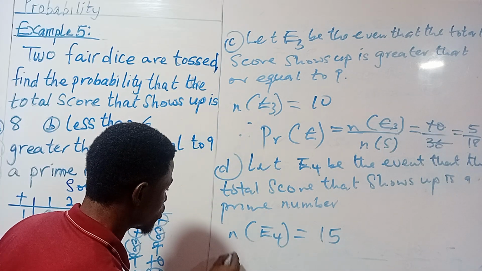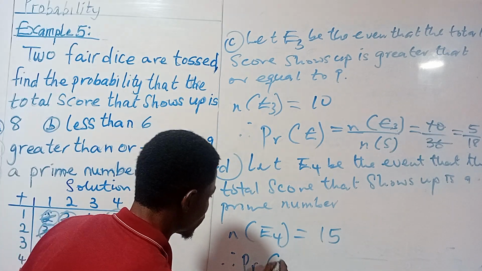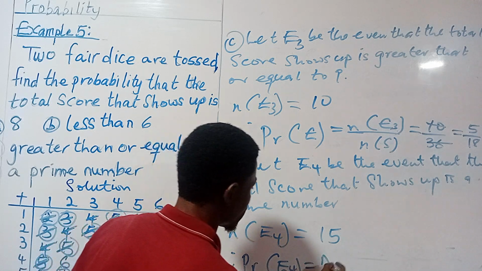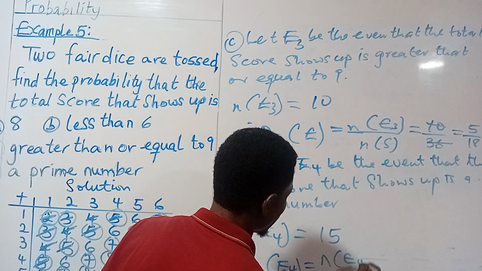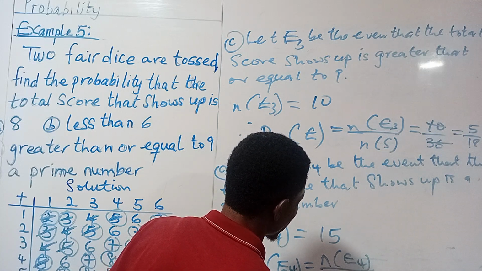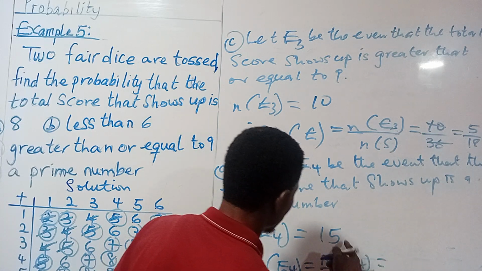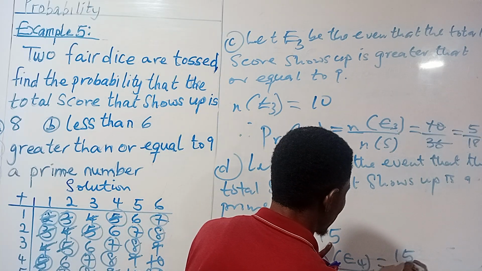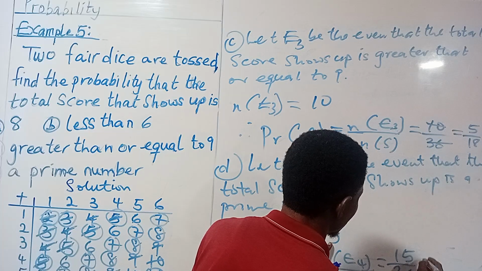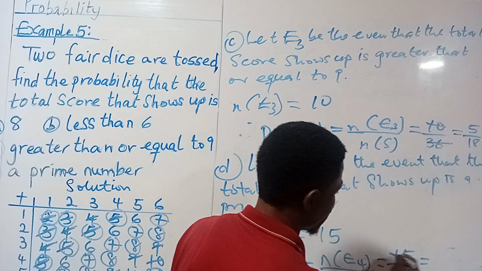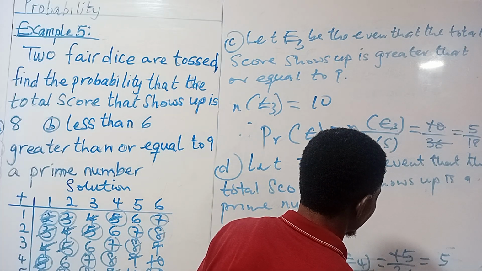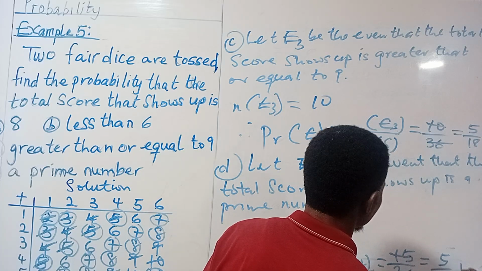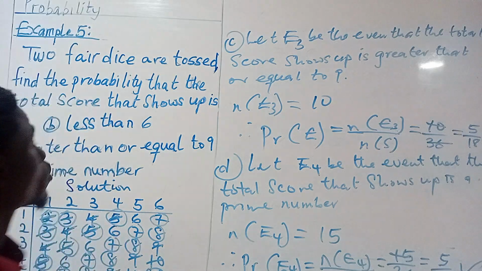Okay, then the probability of the total score that shows up is the prime number is going to be n of E4 over n of S, which equals 15 over 36. Something can do. 3 here is going to be 5. 3 here is going to be 12. So that is the answer to this question.